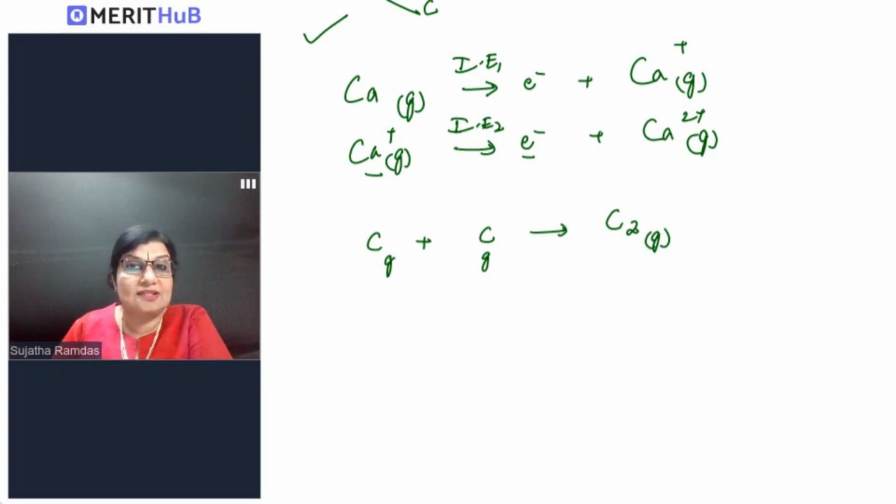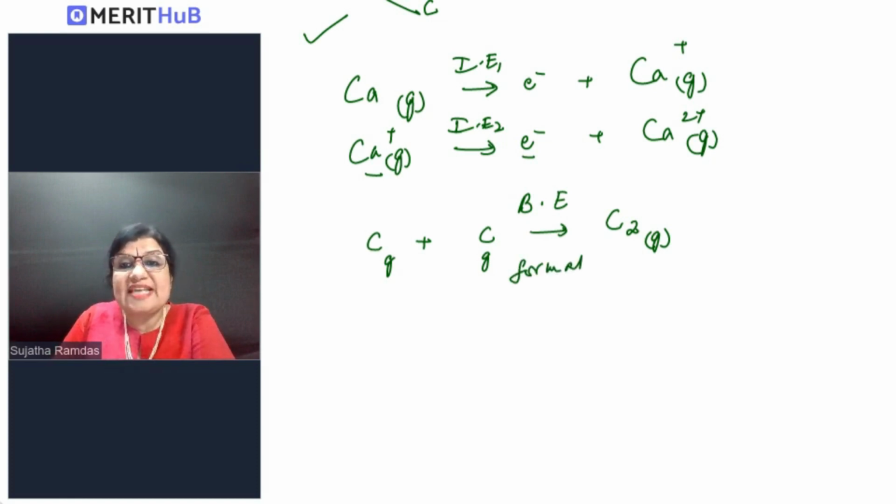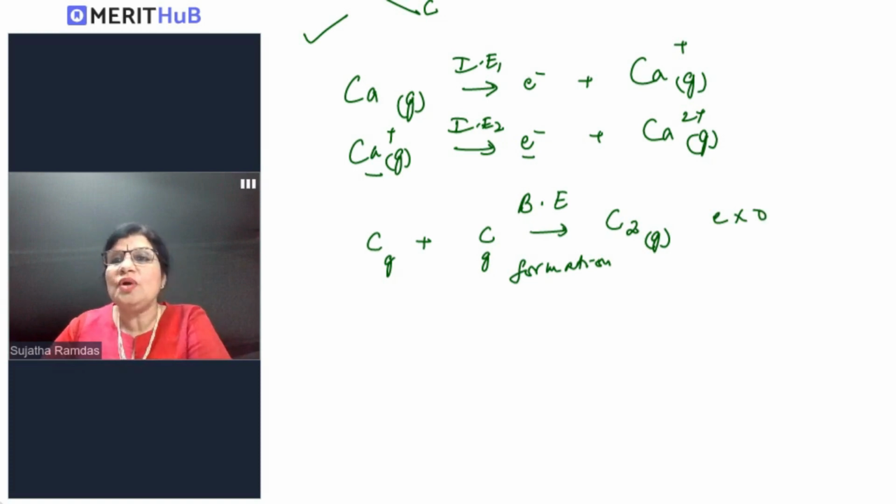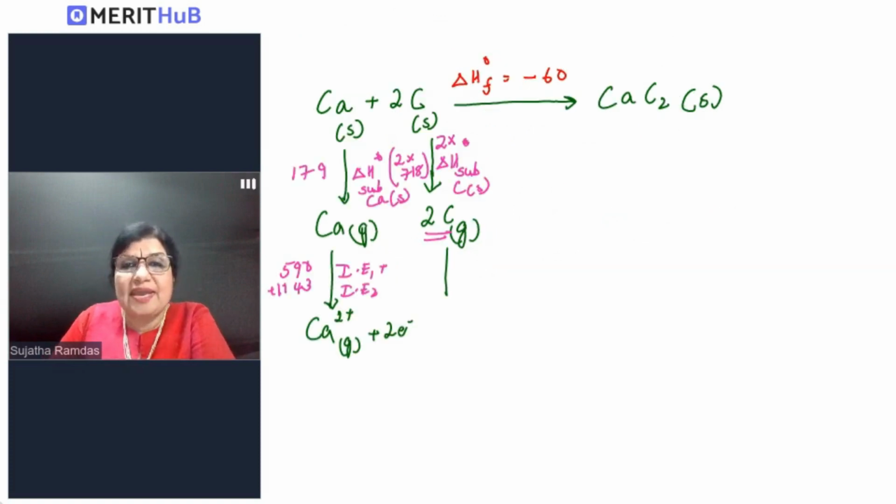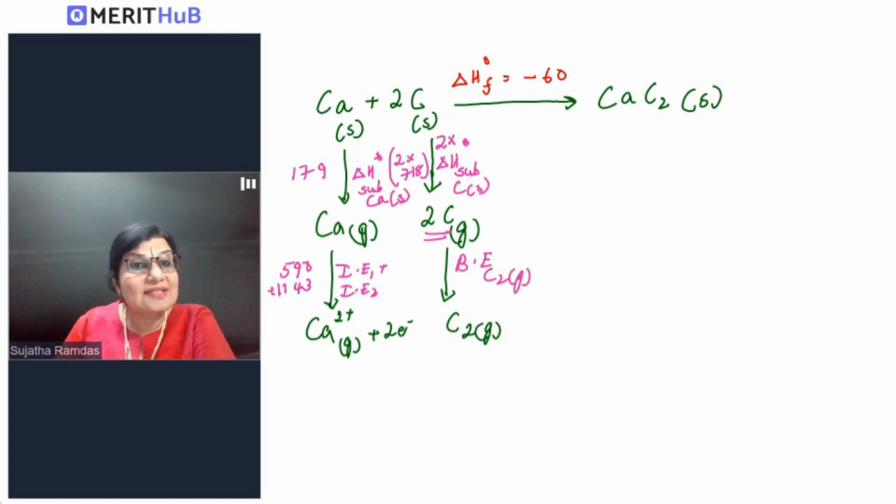So this involves another thermodynamic term called the bond energy or bond enthalpy. I'm sure you are able to recollect this. Correct? Now this involves formation of C2 from the 2 moles of gaseous carbon atoms, and formation is always exothermic, right? So next step would be the combination of the 2 gaseous carbon atoms to give you C2 gaseous. That energy involved is the bond energy of C2 gaseous, and this is exothermic.